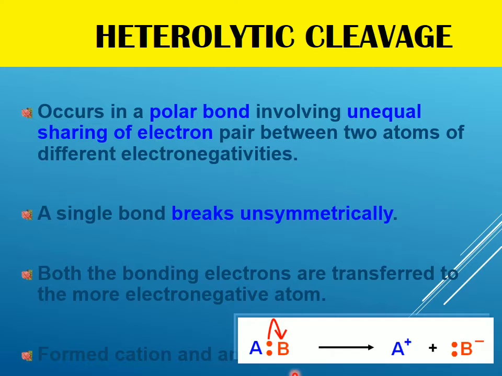So based on this diagram, I have an AB molecule. B is more electronegative than A. So when heterolytic cleavage happens, both the electrons will be transferred to the B atom. So A will become a positive ion, and B gains 2 electrons, so it will become a negative ion. So the cation and anion are formed in the process of heterolytic cleavage.